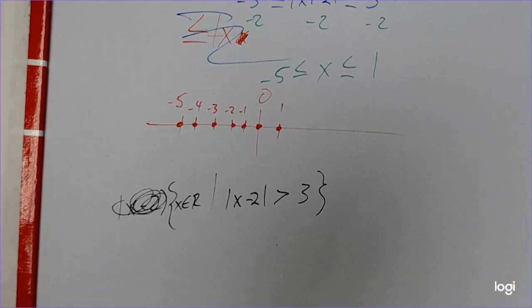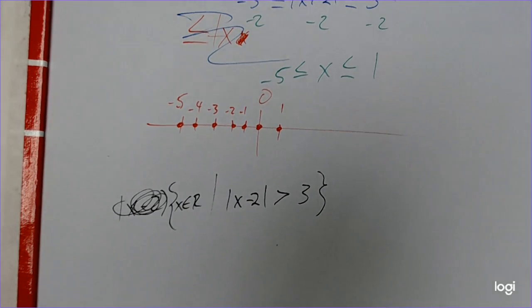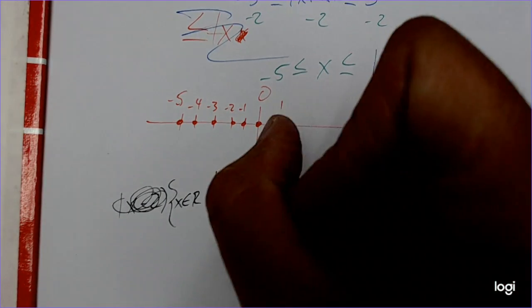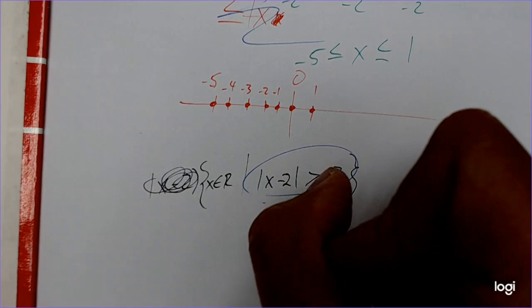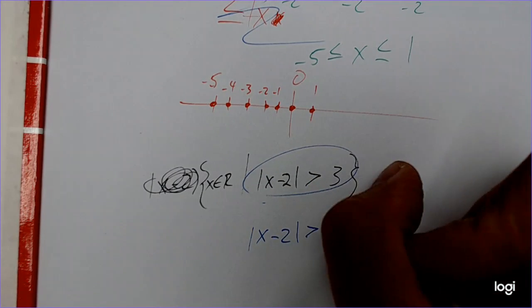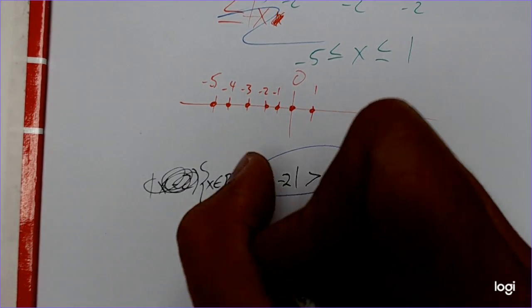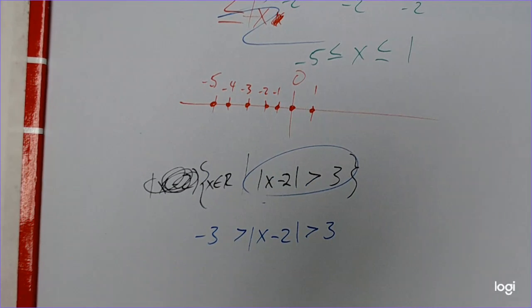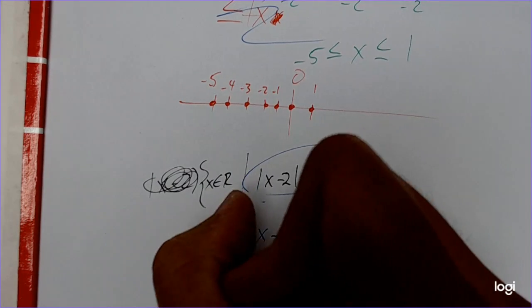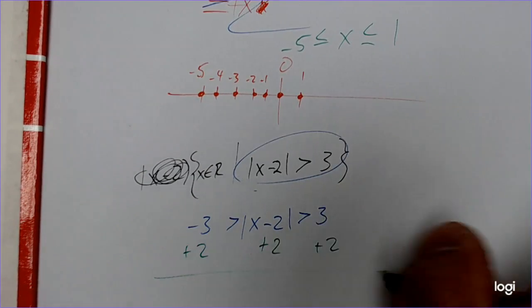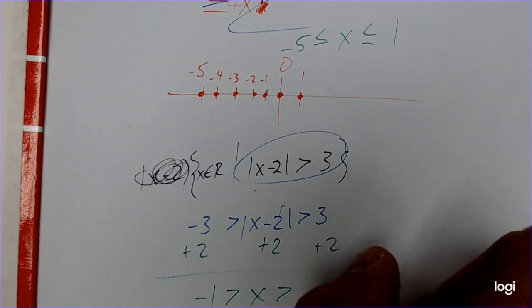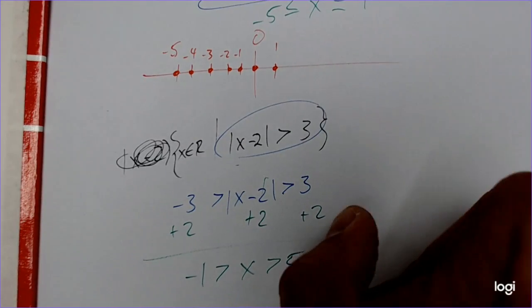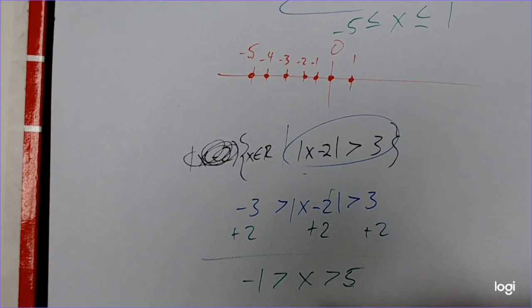Let's graph this. First thing I'm going to do, I'm going to go to my trusty color blue, not red. I'm going to grab this and turn it into a double-sided inequality to show the disjunction. Greater than 3, and then we're going to put negative 3. Next step, I'm going to go ahead and solve for x, adding 2 to everything. Now I get negative 1, x, and 5. And then this shows me the disjunction.